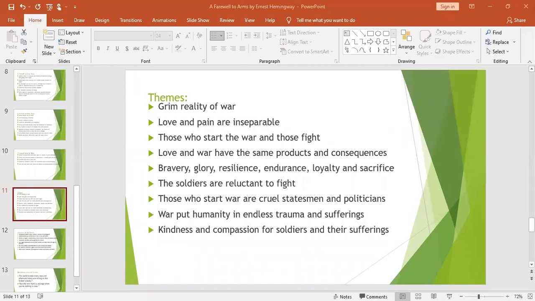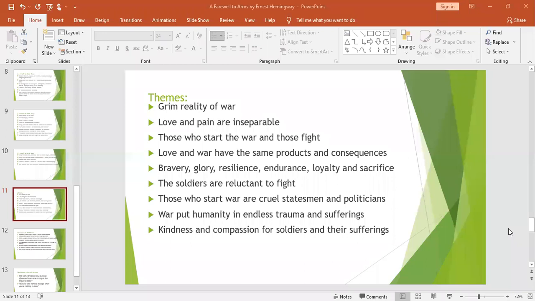Bravery, glory, resilience, endurance, loyalty, and sacrifice. Ernest Hemingway wants to discuss the bravery of the soldiers, the glory the soldiers bring to their country, and resilience. They have all the strength and courage to fight back the sufferings, they endure in the war, and they are loyal and faithful to the country, and they make sacrifices.